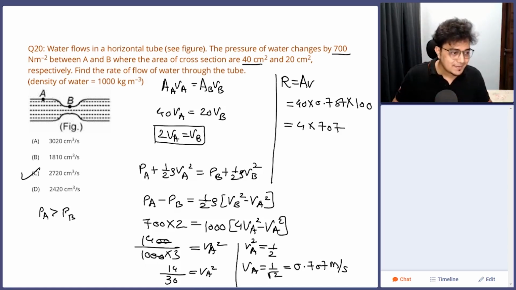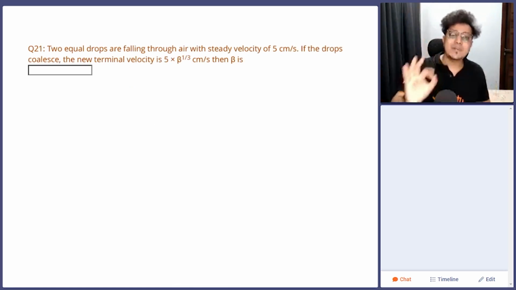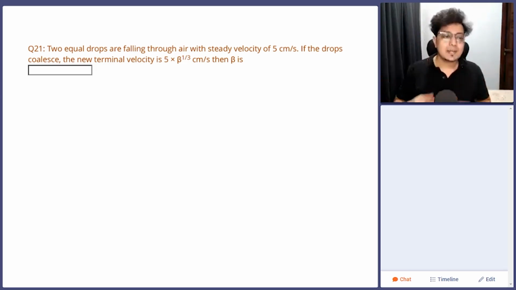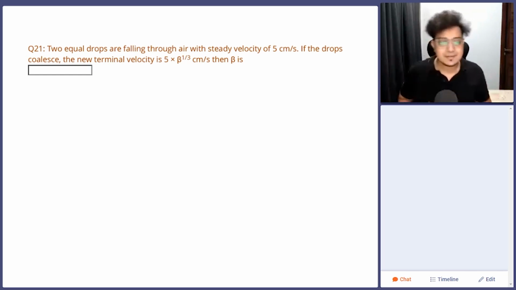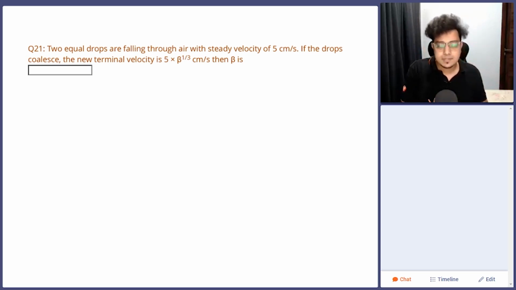Okay. Now moving on to the next question. 2 equal drops are falling through air with a steady velocity of 5 centimeter per second. If the drops coalesce, that means they merge, and the new terminal velocity is 5 into beta raised to 1 by 3 centimeter per second in same units, then what is beta equal to? It's not b, it is beta.